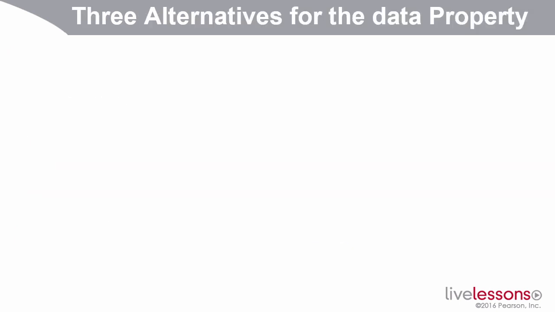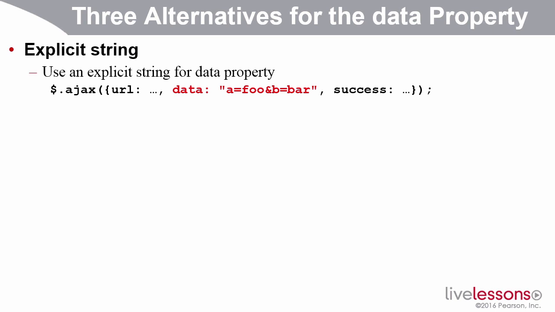Okay, so let me briefly summarize the way that you can use the data property, and then we'll look at each of those three options in explicit detail with examples. So the simplest way to use the data property is you just supply a string that's in the format that the server expects, probably name-value pairs with ampersands between the pairs and equal signs between the names and the values. You, the JavaScript programmer, the jQuery programmer, you are responsible for building that string.